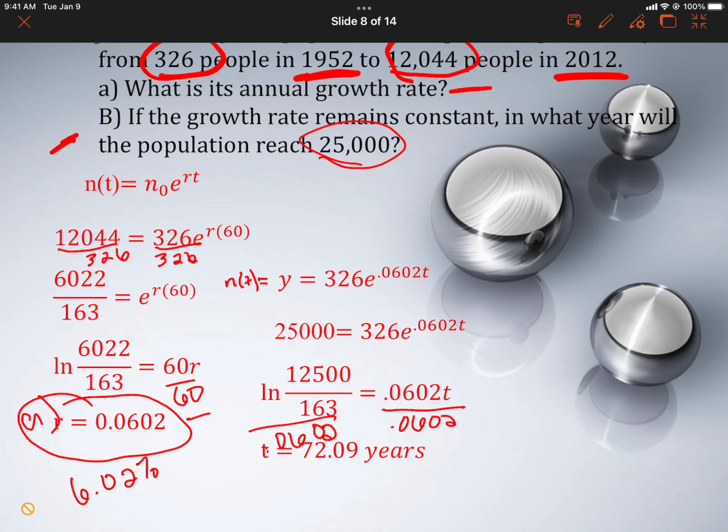And to get our t, you get approximately 72.09 years is how long it's going to take for the population to reach 25,000. And then again, it asks you in what year will that happen. So it's going to take 72 years. So we have to add 72 to our beginning time up here of 1952, and you would get the year 2024. So we are almost there on that one.